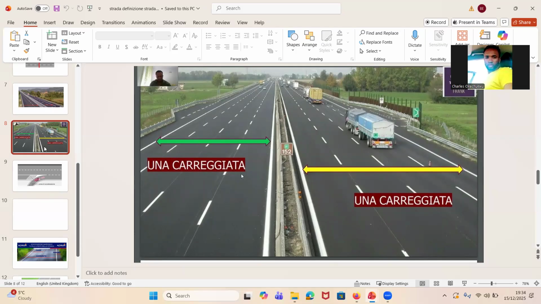Second definition of carreggiata. Look at this picture very well. We've seen them under strada. Now they want to ID strada. Okay.